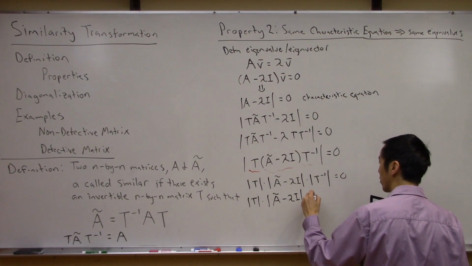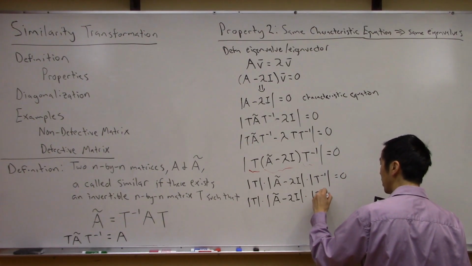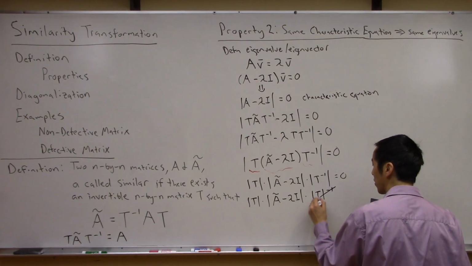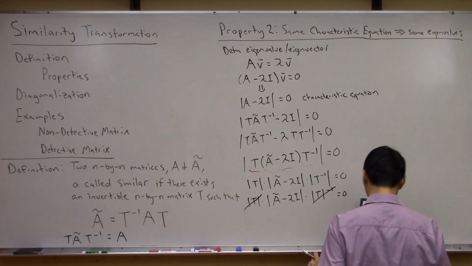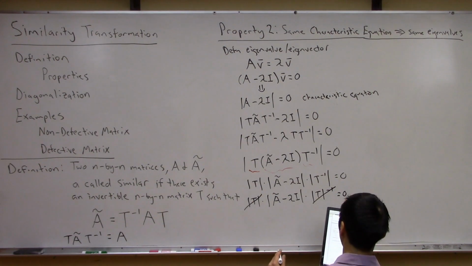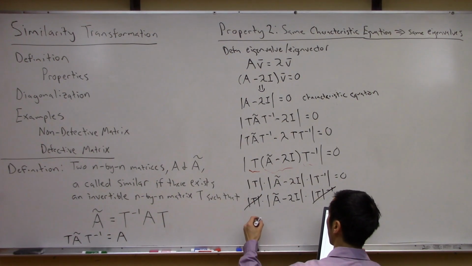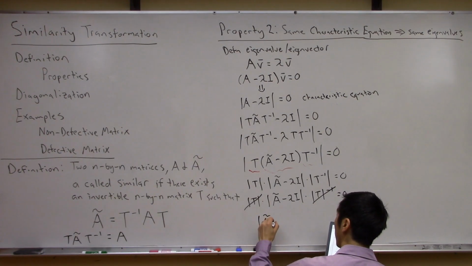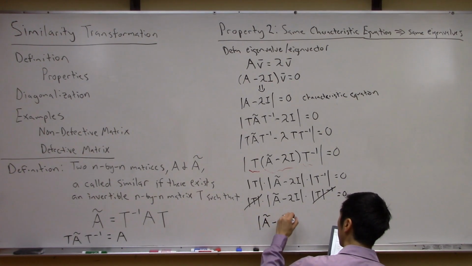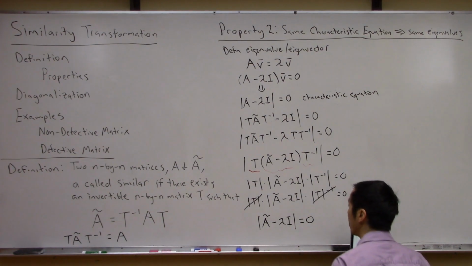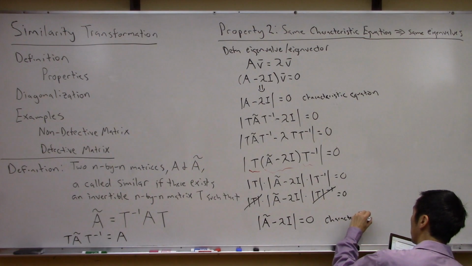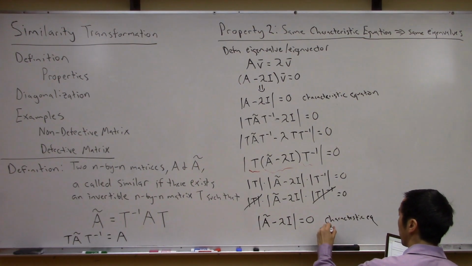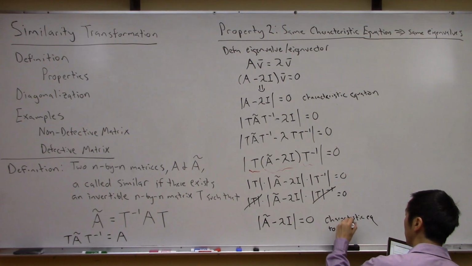This is now the same thing as determinant of T to the -1, right? So again, this is a scalar number which cancels with that scalar number. So we end up with basically the same equation: determinant of A tilde minus lambda I is equal to 0. So this is the characteristic equation for A tilde.